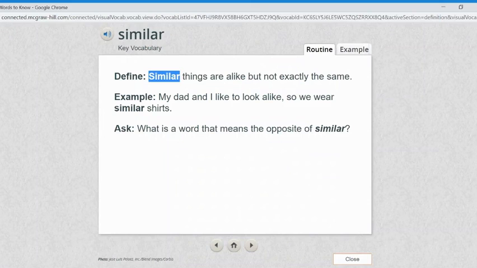So it's a little bit different than identical. It's very close, but identical is perfectly exactly the same. Similar means they are alike, but not exactly the same. We also can use the word synonym. Synonym and similar would be synonyms.